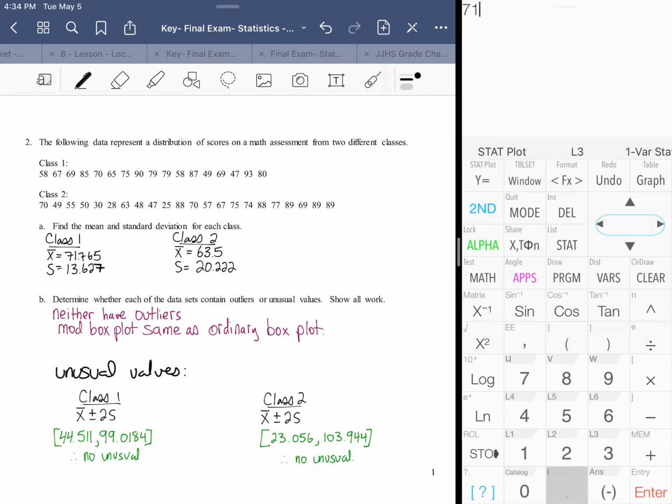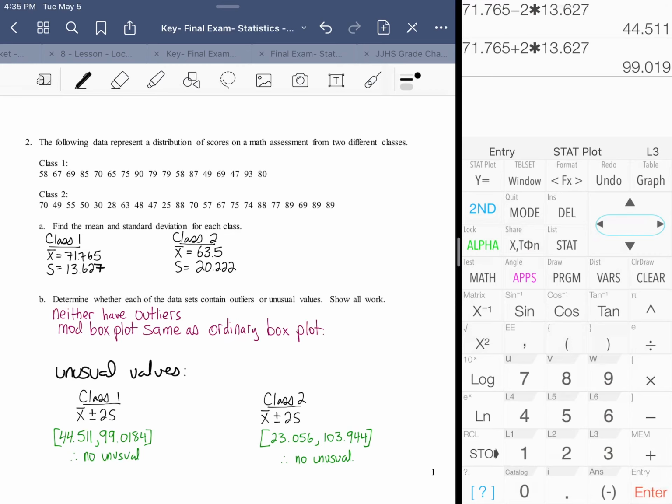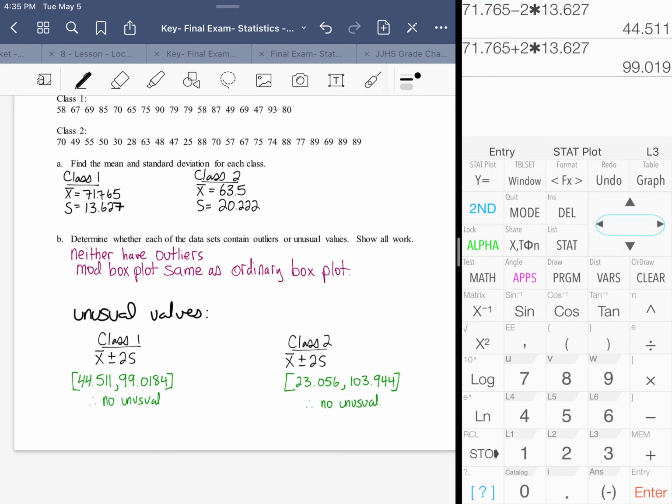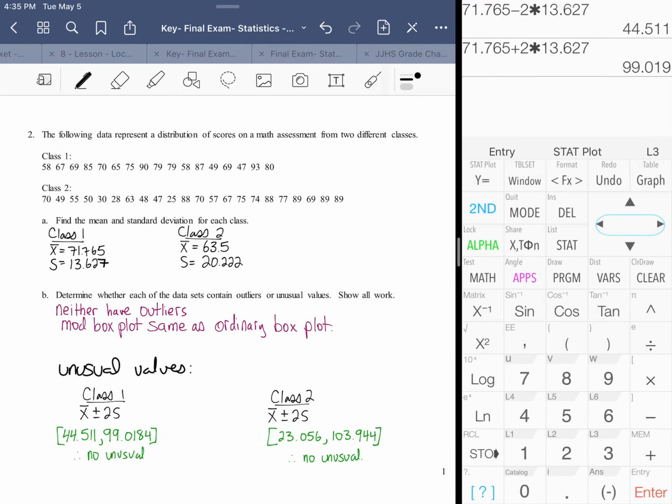Now, when it comes to computing the unusual values, it really is just a matter of taking the mean that you came up with, and the rounded values are fine, 76.5, minus 2 times whatever you came up with for the standard deviation, 13.627. That'll give you a low bound, 44.511. Second enter recalls the previous computation. Slide in a plus sign there, and you get 99 point, well, mine's slightly different because I worked with the exact values, but it's going to be roughly 99 and change.